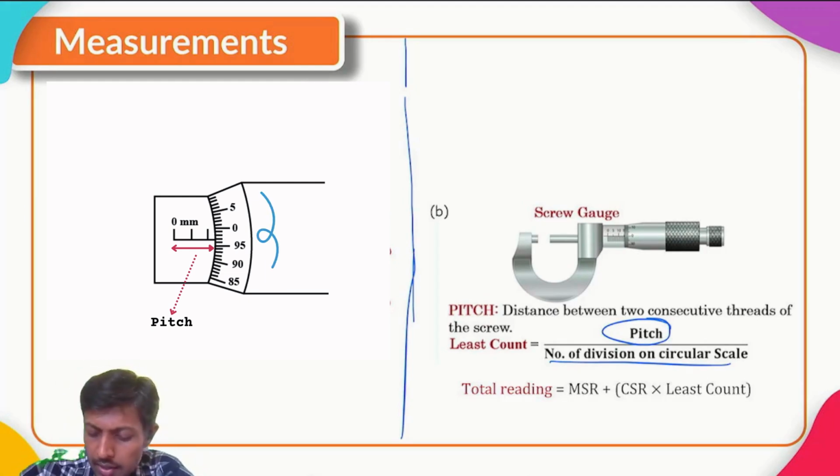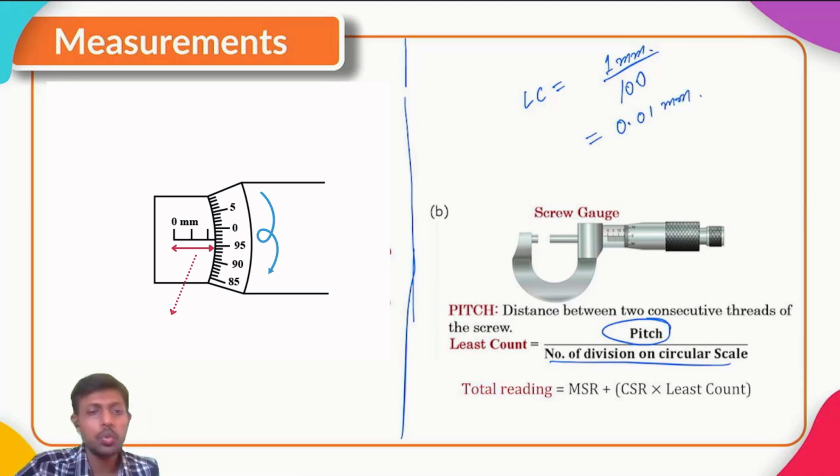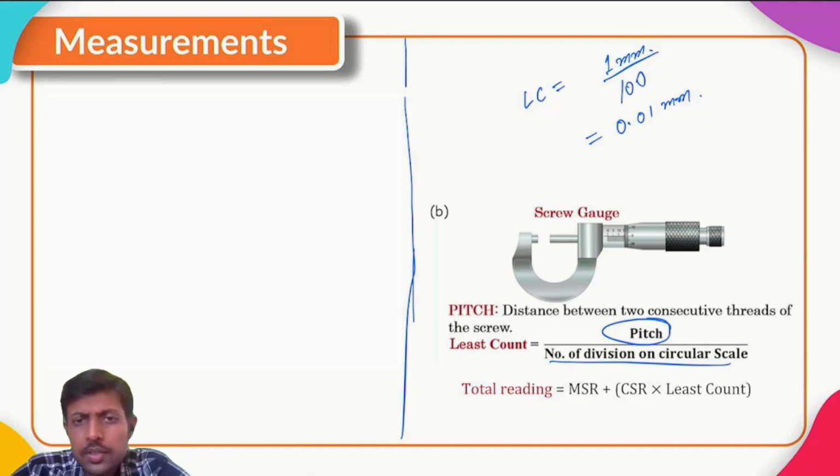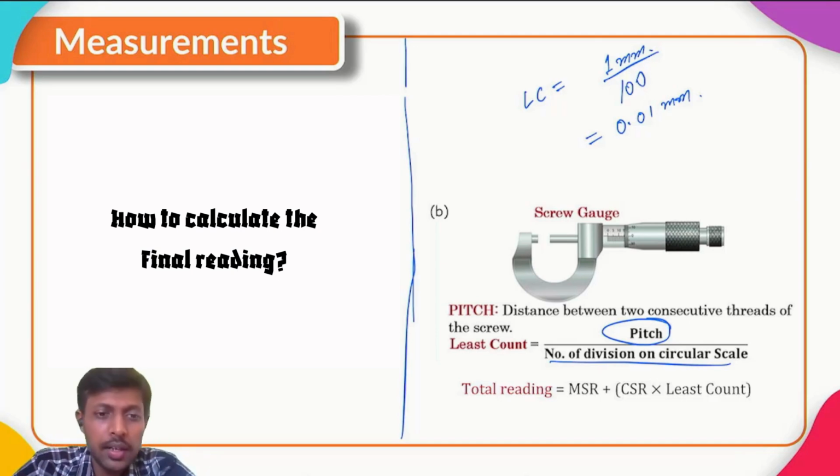So for a standard screw gauge, least count would be 1 millimeter upon 100. 100 are the divisions on the circular scale, so that will be 0.01 millimeters. This is the least count of the standard screw gauge that you find in the lab. So once we have the least count, how do we calculate the reading?